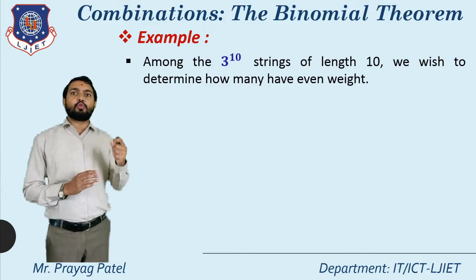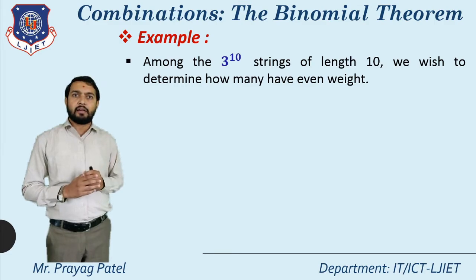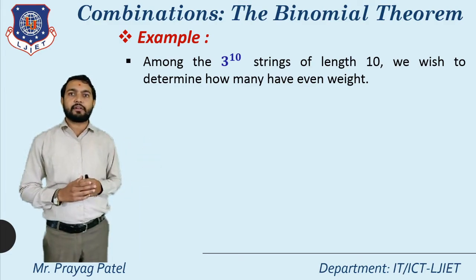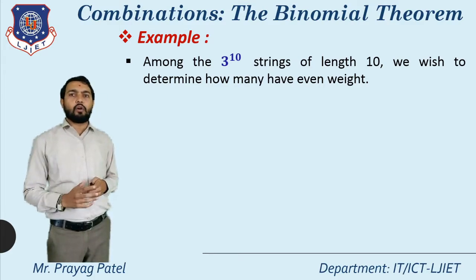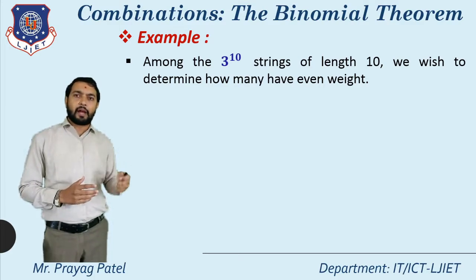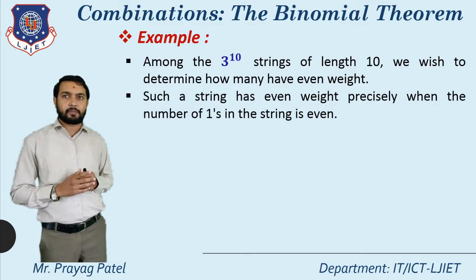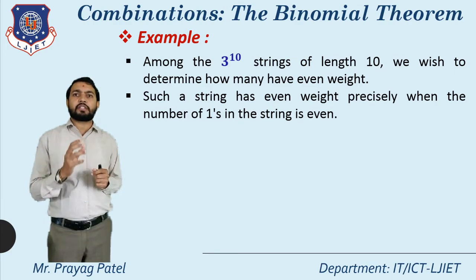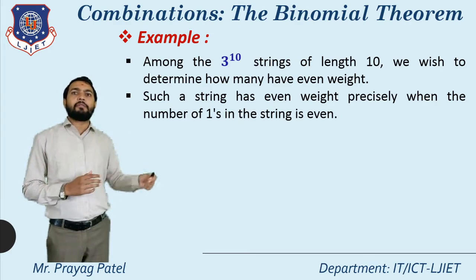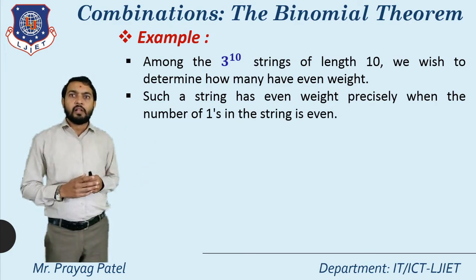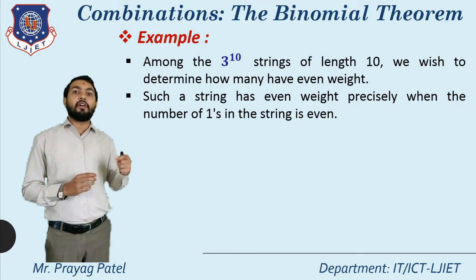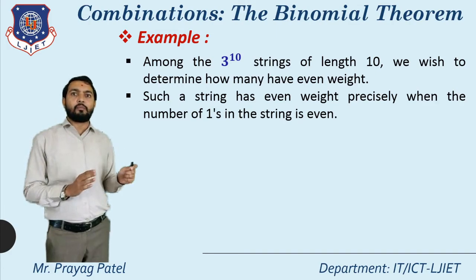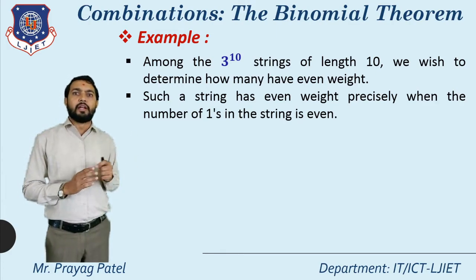Now among the 3 raised to 10 strings of length 10, we wish to determine how many have even weight. That means you already know what the weight is and how we can find it. Then our question is: among the 3 raised to 10 strings, our string length is 10 and the number of different strings available is 3 raised to 10. Now how many have even weight? Even weight means the addition of all the components of the string is an even number.